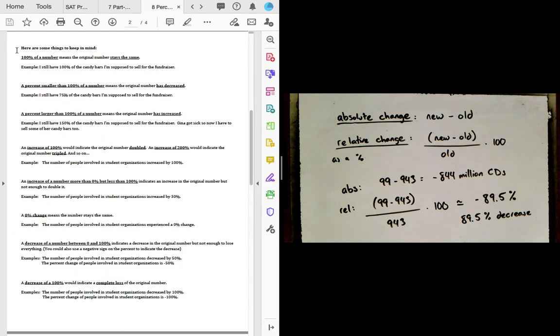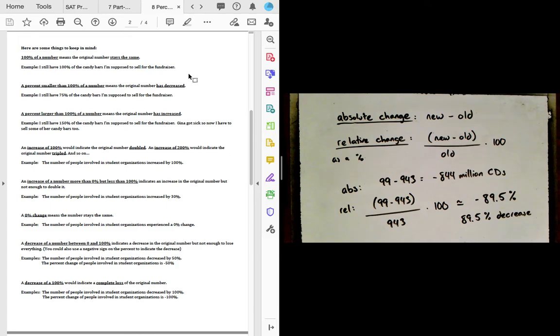So, of course, 100% of a number means that that value stays the same. If I have 100% of the candy bars that I'm supposed to sell, then I still have the same amount that I started out with. There's no change there at all.